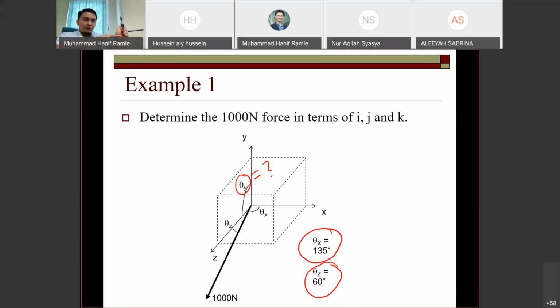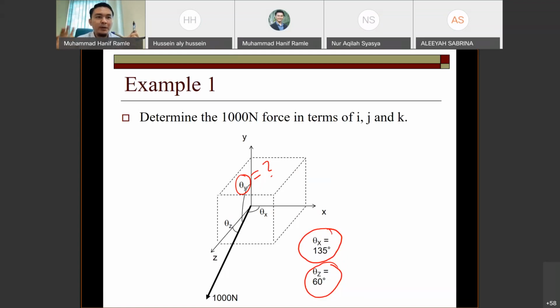This is your force. You can see the force is more than 90 degree here. The force is exceeding this axis, z axis. So we can say that the force is more than 90 degree. So that's why we have to choose 120 degree instead of 60. And of course the theta z is only this one, from red to y axis. So the theta z is 60 degree.